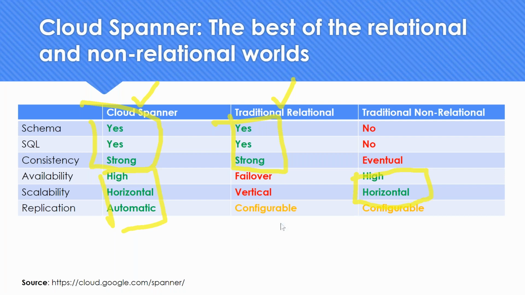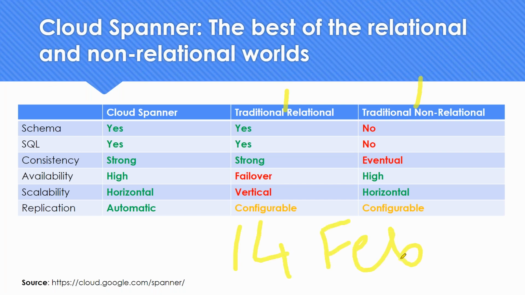Just a fun fact: doesn't it look like a marriage, or a dating, between these two products, non-relational and relational? Spanner was launched on the 14th of February, 14th of February 2016, if I'm not wrong. So, Valentine's Day. It was just a small fun fact, I just wanted to share that. It's like a merger, a dating, or a marriage between these two best products, to have a new product which can do everything. So that's your Spanner in simple terms.